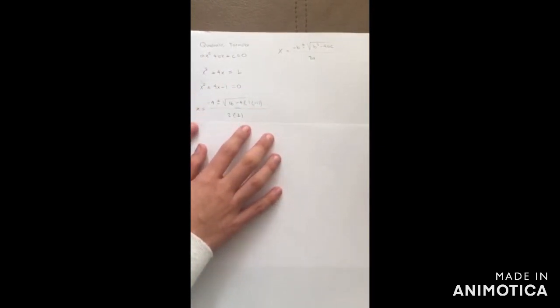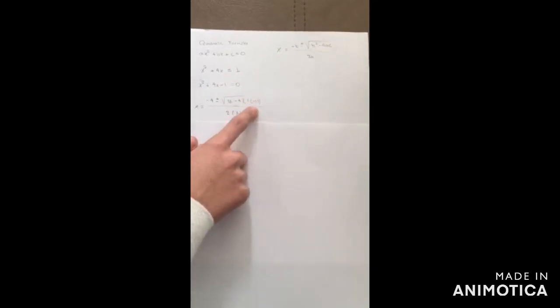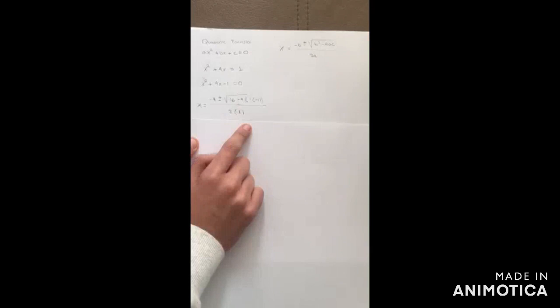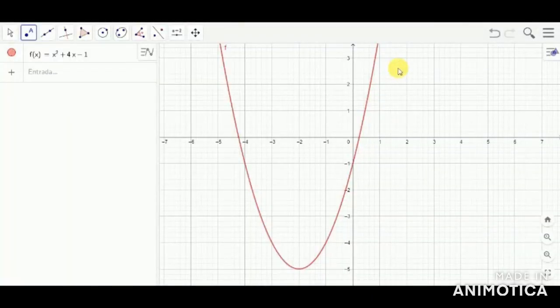The next step is to replace those terms in the formula. As we can see here, we have x equals minus 4, that is this 4, that is b, then plus or minus the square root of 4 squared, that is b squared, 16, minus 4, as in the equation, times a and c. c is negative in this case, minus 1. All of this divided by 2 times 1. Then we get the x values using the formula.